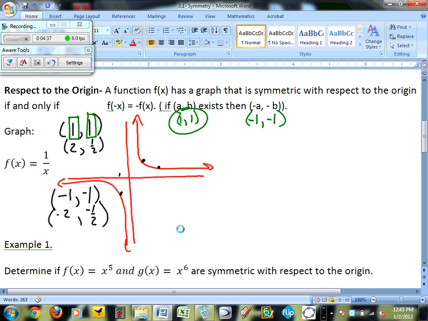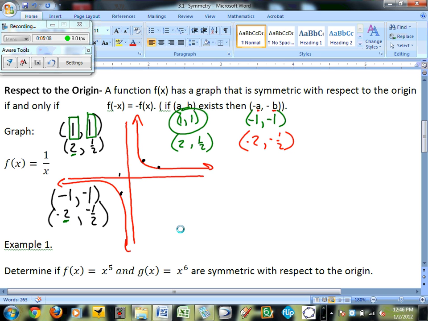Right, in the same sense, look at 2. Since the point 2, 1/2 is on my graph, in order for it to be symmetric with respect to the origin, this is saying that -2 and -1/2 would have to be on the graph as well. So -2 and -1/2, are those also on the graph? Yeah. And again, 1 point can't show symmetry, and 2 points can't show symmetry.